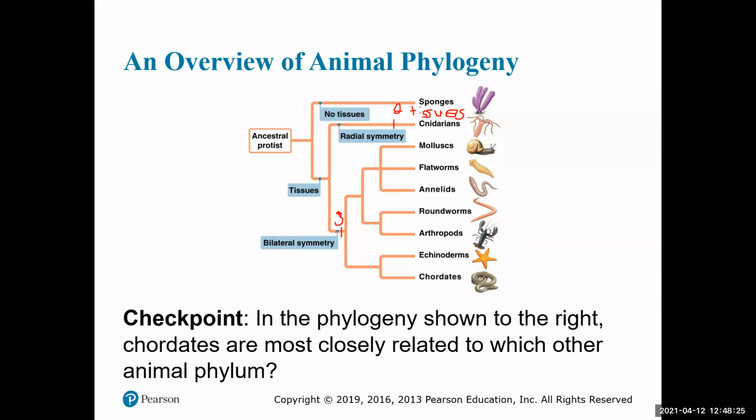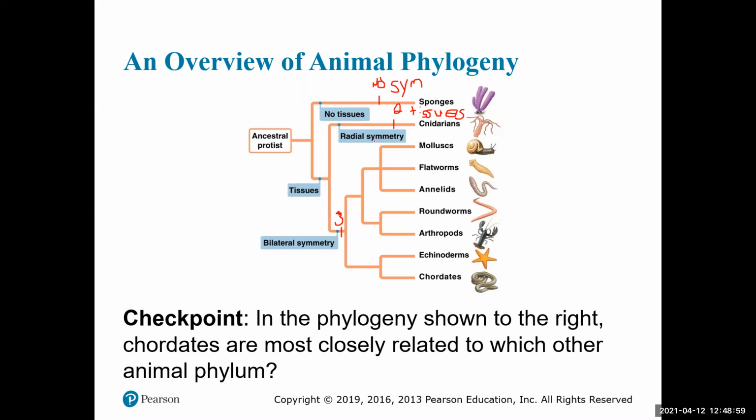Now, not only are tissues important for separating organisms into phyla, but also symmetry and how the body is laid out. So sponges are asymmetrical, right? So no symmetry. And I'm just going to do symmetry as SYM. Okay, so no symmetry.